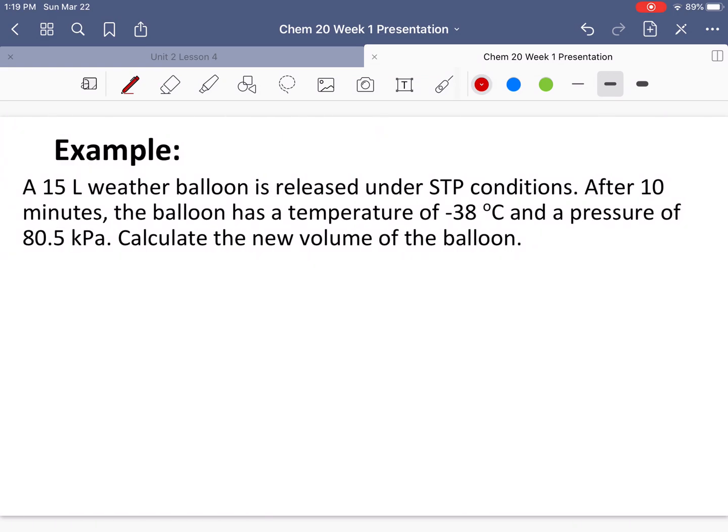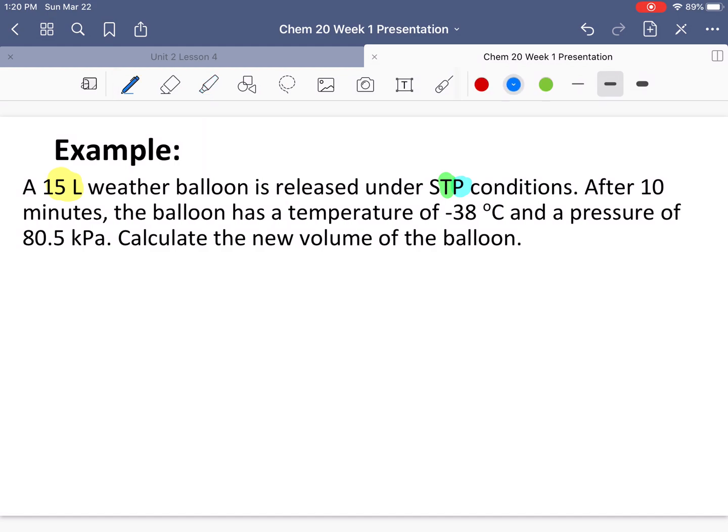Here is one of our very first examples. Very similar, you need to write down all your knowns, but let's check what's what here first. Notice we've got a 15-liter weather balloon. As soon as you see liters, that means you've been given a volume. This is really important too, under STP conditions. That came up the other day, standard temperature and pressure. So you've now been given a temperature value and a pressure value that you'll have to find on your data booklet.